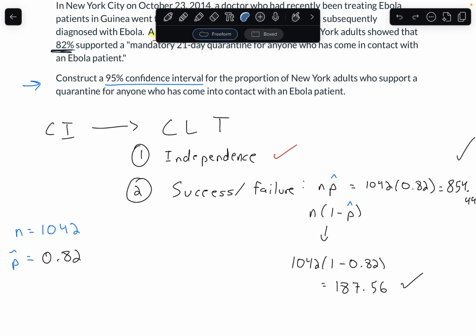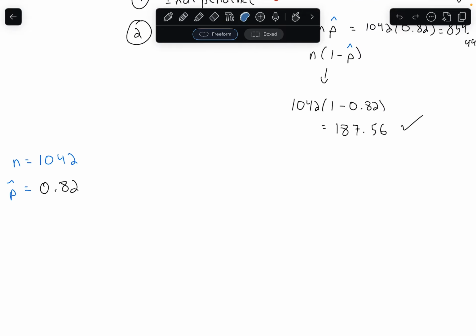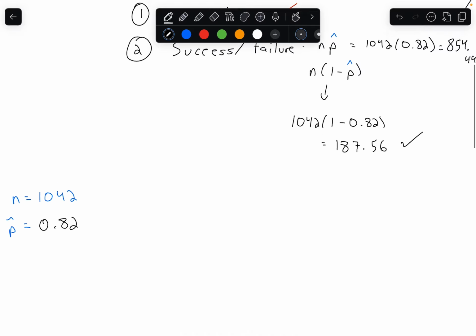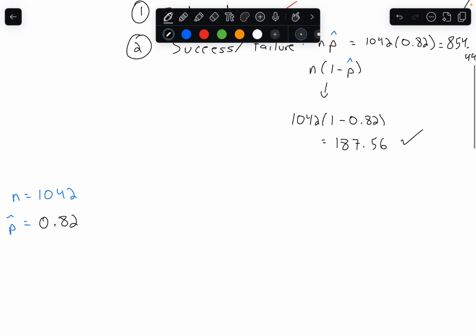So we are going to need to know what n is, and we are going to need to know what p hat is. So let's bring those down here. If I'm going to build... actually, I should also make a note of what my confidence level is. We set a 95% confidence interval, so our confidence level is 95%. We're going to need that number eventually.